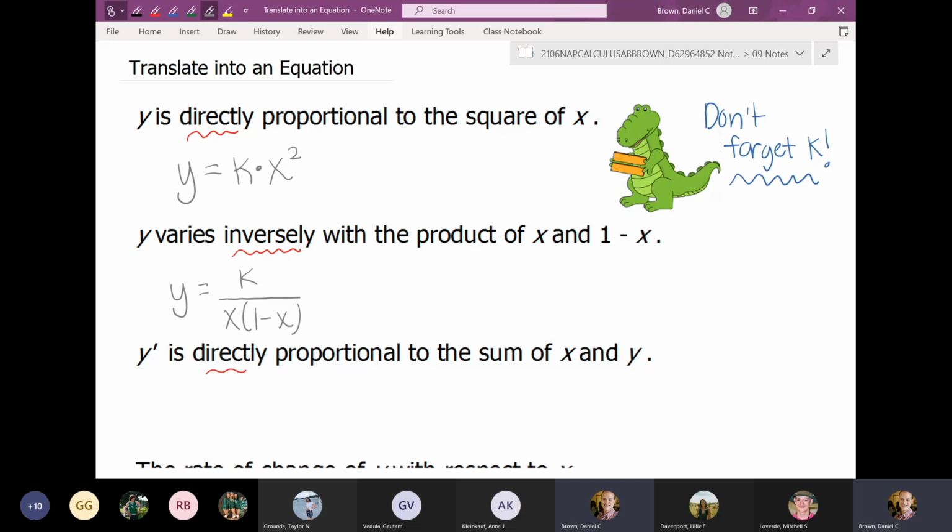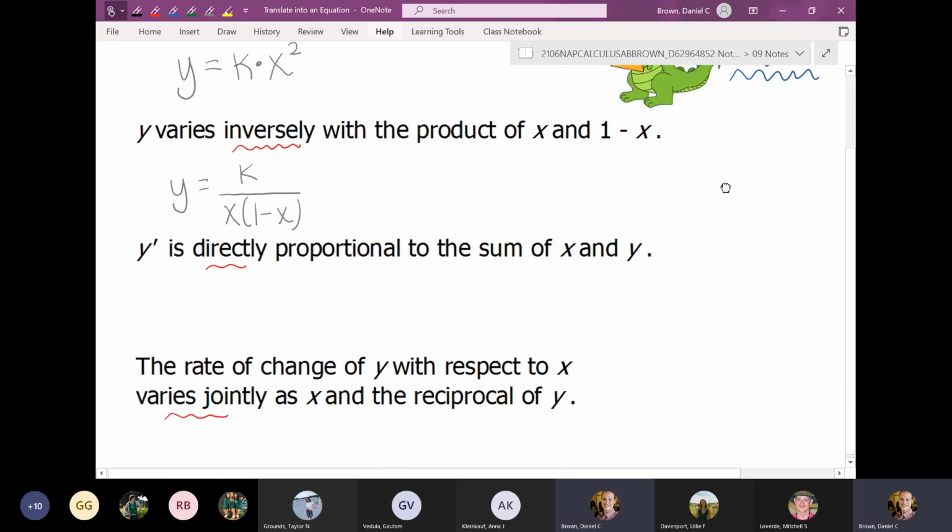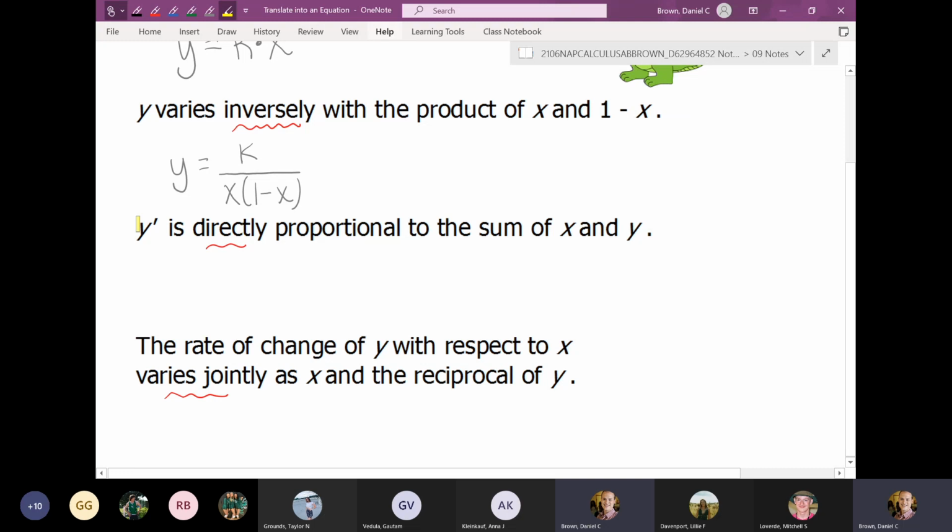Looking at these last 2, these are going to be more of a calculus example. Why are they more of a calculus example? Because we have a derivative in there. I have y prime is directly proportional to the sum of x and y. So y prime is directly proportional to what? The sum of x and y.